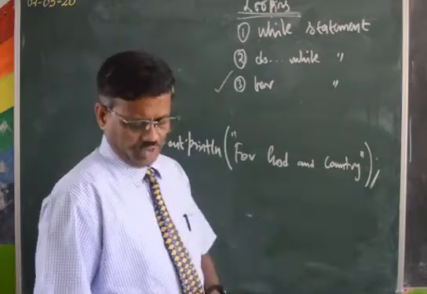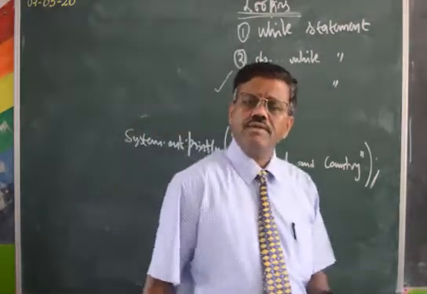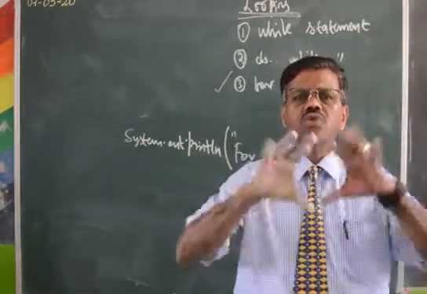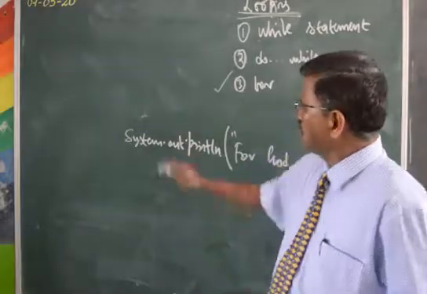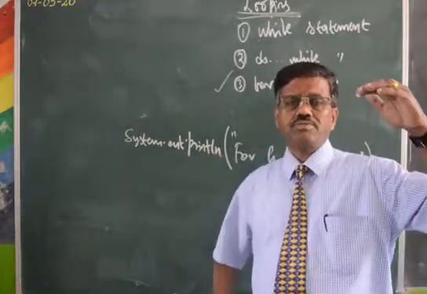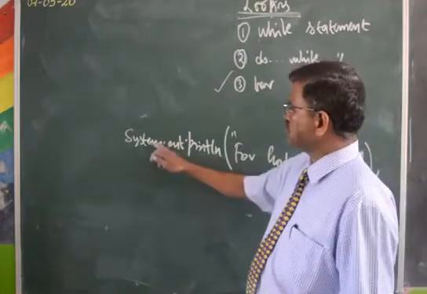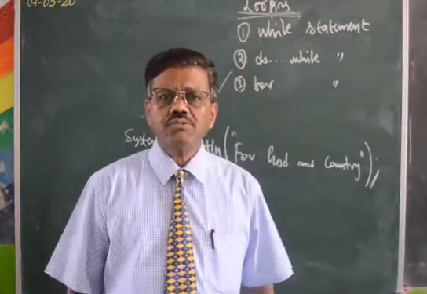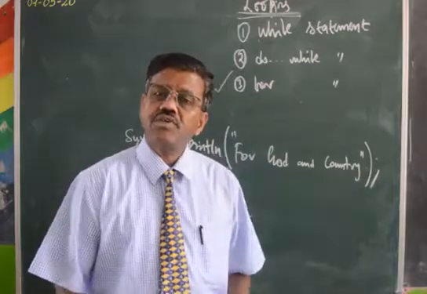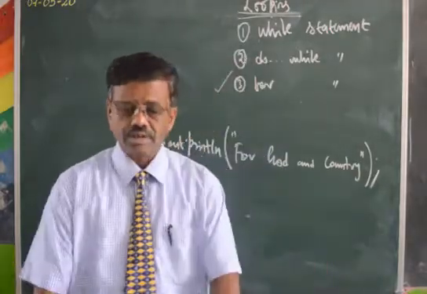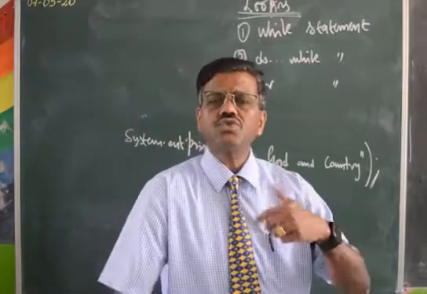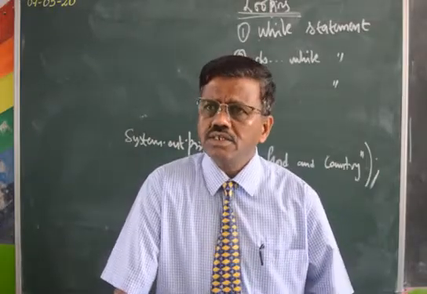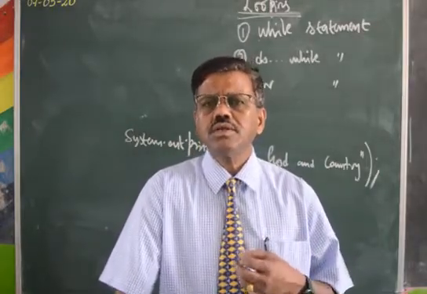What do I do? I wanted to display for God and country maybe 15 times on your monitor. What do I do for this? Will I copy and paste it? Then the program becomes very lengthy. If I want 5,000 times, will you copy and paste 5,000 times? It's a very ineffective way of doing it. So to repeat a statement, to get the job done, to execute a set of jobs over and over again, it is advisable to use the looping statement.